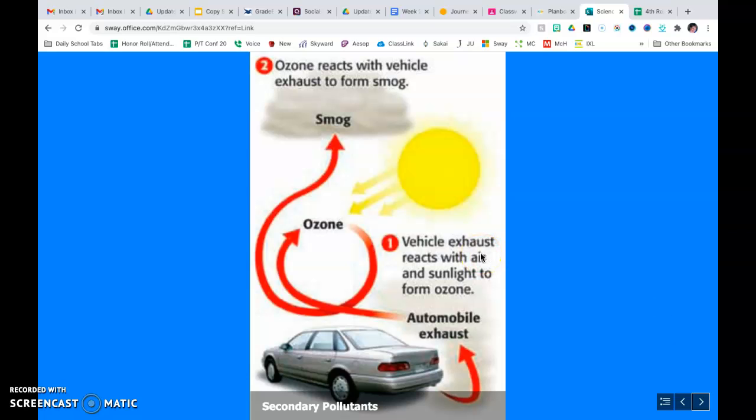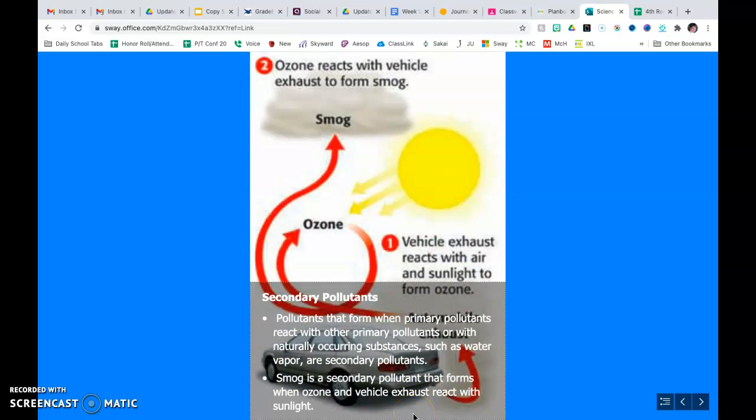So this is an example of ozone, which is from automobile exhaust. This would be a secondary pollutant. Secondary pollutants form when primary pollutants react with other primary pollutants or naturally occurring substances like water vapor. So smog in this picture is an example of a secondary pollutant that forms when ozone and vehicle exhaust react with the sunlight.